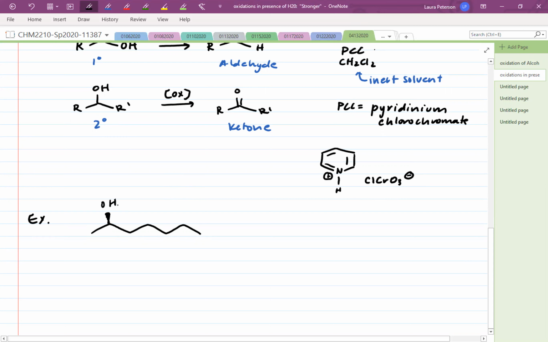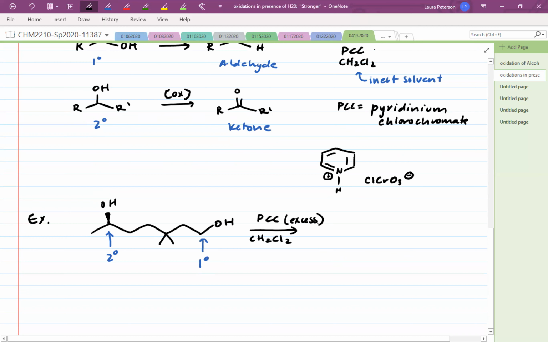Okay, so let's look at this molecule. And we're going to run this reaction with PCC in dichloromethane. All right, so if we were to take a look at our alcohols, we have a secondary and we have a primary alcohol. So let's assume that our reagent is in excess. And so we would oxidize both of those.